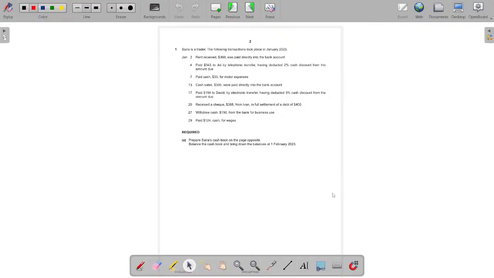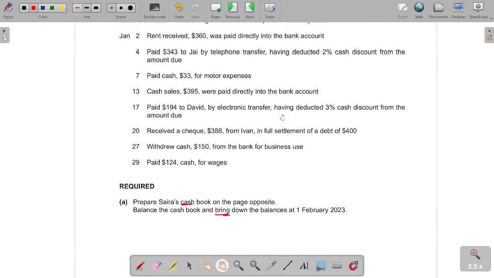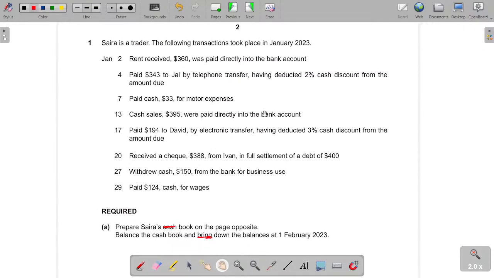Let's start with question number 1 here. From this question, you have to prepare Saira's cash book and you have to bring the balance down. So let's try to solve this now.